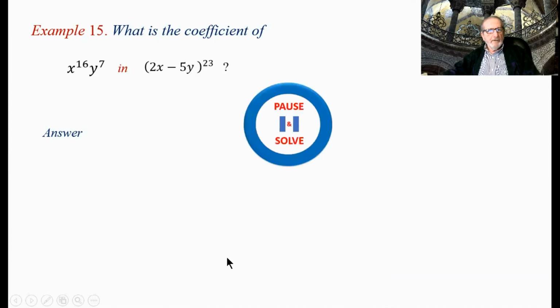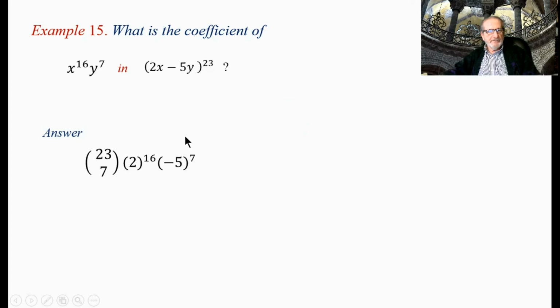On your own now, what is the coefficient of this? This is going to be really easy. Pause and solve and come back. Here we go. It will be 23 choose 7, 2 to the power 16, minus 5 to the power 7. And since the power is odd, it will be a negative number. See, we just put it here like that first, and then you figure out whether it is a positive or a negative number. Since negative 1 here is raised to the power 7, it is going to be a negative number.